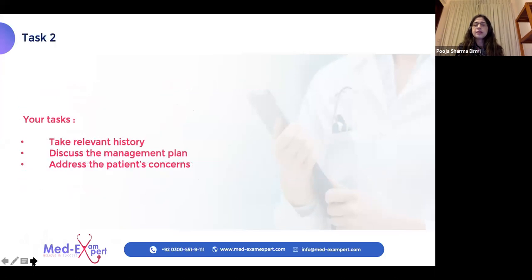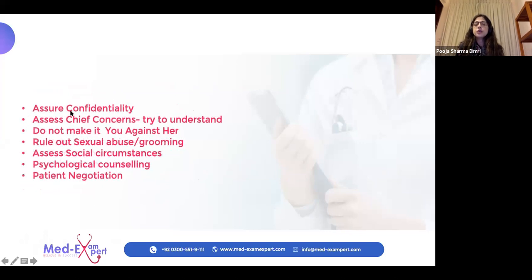Here, addressing the patient's concern is the most important thing in patient communication. So again, assure confidentiality, assess the chief concerns, and try to understand where the patient is coming from. This involves a bit of empathy on your part to understand the young girl who's doing otherwise well in school and says she was physically active. Now, this is something in her mind which is affecting her quality of life. So you have to be empathetic towards her.